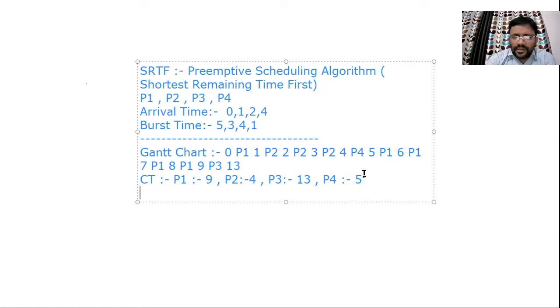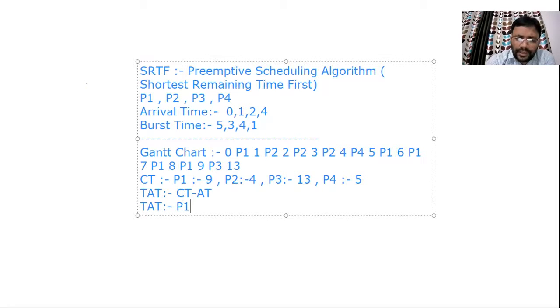So this is the way you write the completion time of each process with the help of the Gantt chart. Now you have to find out turnaround time. Turnaround time is nothing but CT minus AT, where CT stands for completion time and AT stands for arrival time. So P1 has completion time 9, and 9 minus 0, the arrival time, becomes 9.